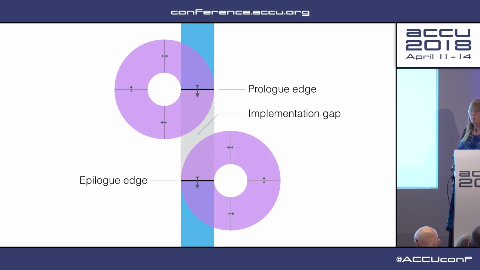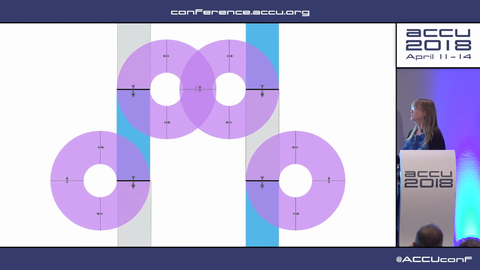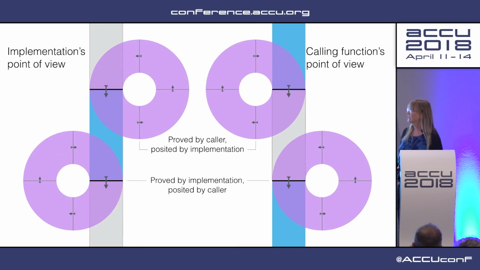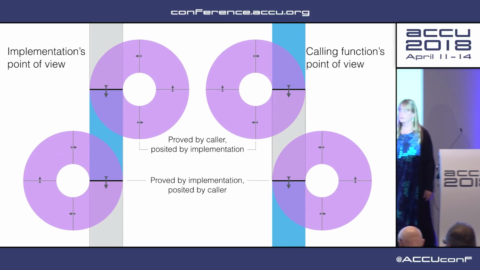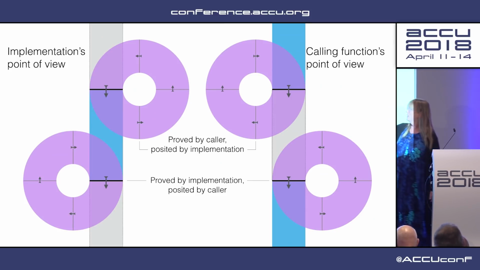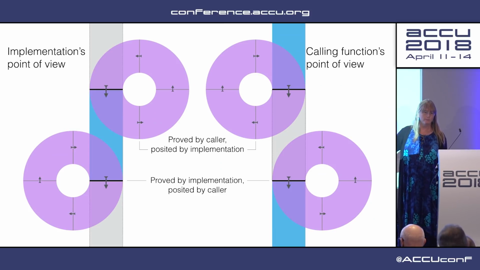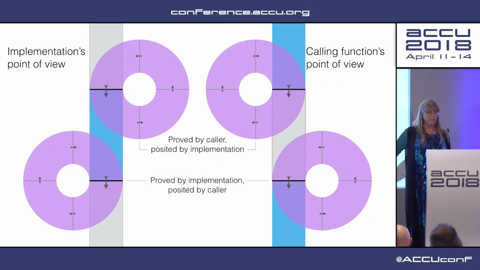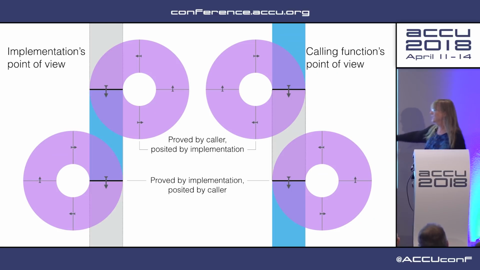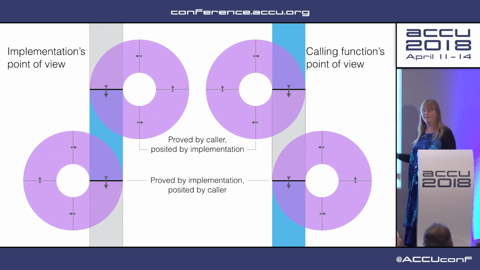But there is one more thing to know about. Like an assertion, an interface has two sides. From the caller's point of view, the assertions face this way. The caller has to prove the claims in the prologue, but the caller doesn't have to prove the claims in the epilogue. The caller takes the claims in the epilogue as posited. They're just given back to the caller, somebody else's problem.